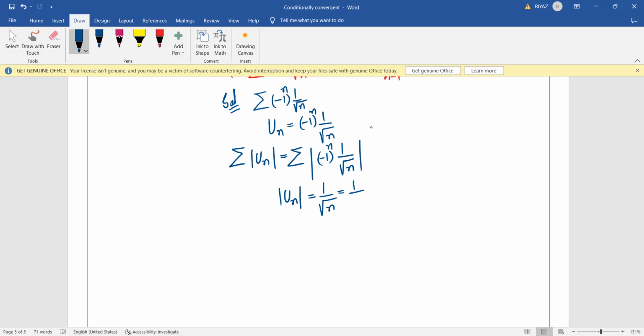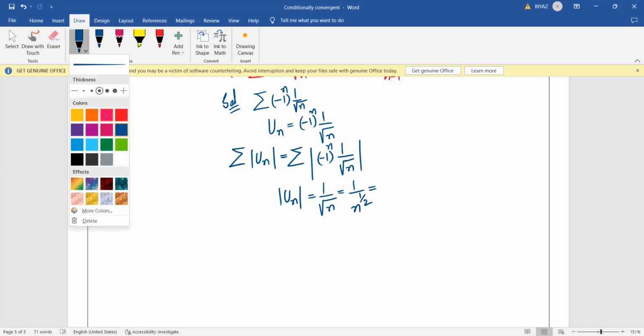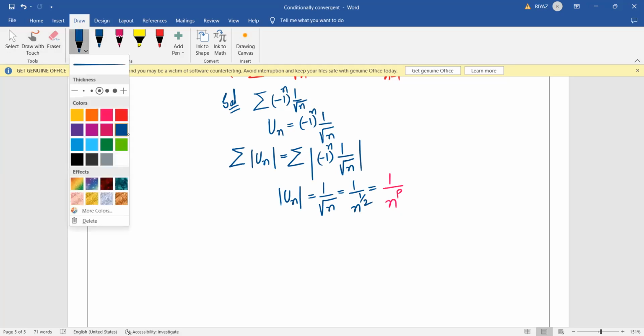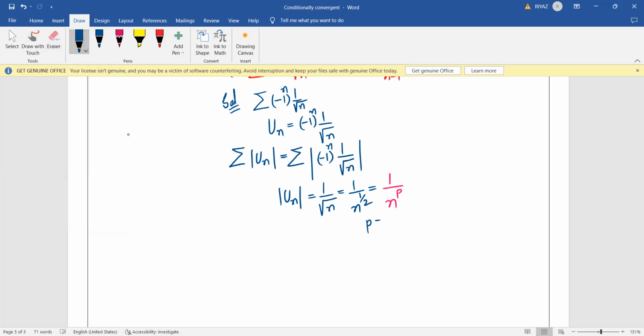Can we also write it like this, n to the power of 1 by 2? So we have the p test, remember? 1 by n power p test. If you compare, what is the p value? 1 by 2, which is definitely less than 1.